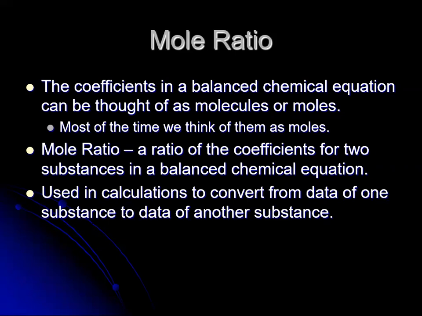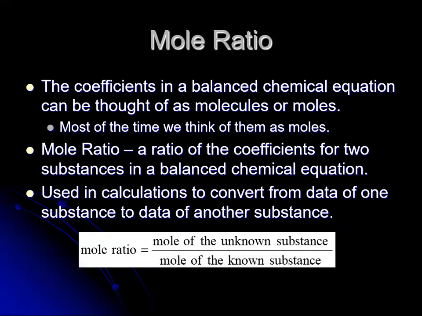This is the central concept of stoichiometry, and in a way, the central concept of chemistry. The mole ratio is unique to chemistry. That's why the mole is defined as the amount of the substance, and the mole ratio allows us to convert from one substance to another. So our mole ratio is always the moles of the unknown substance divided by the moles of the known substance. Where do you get those moles from?